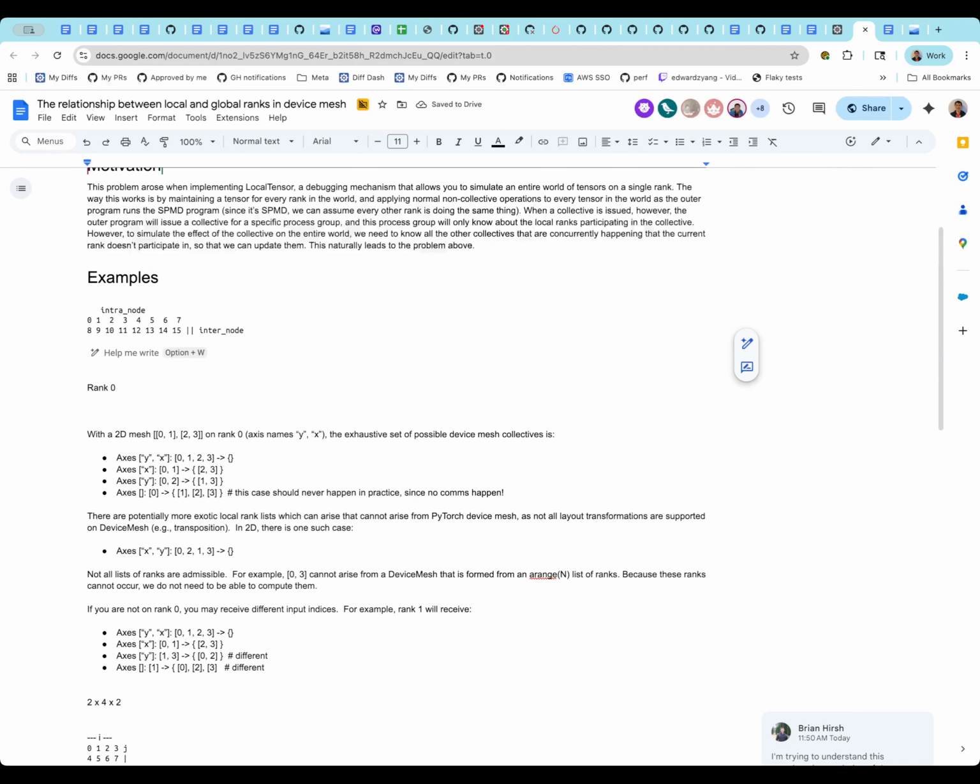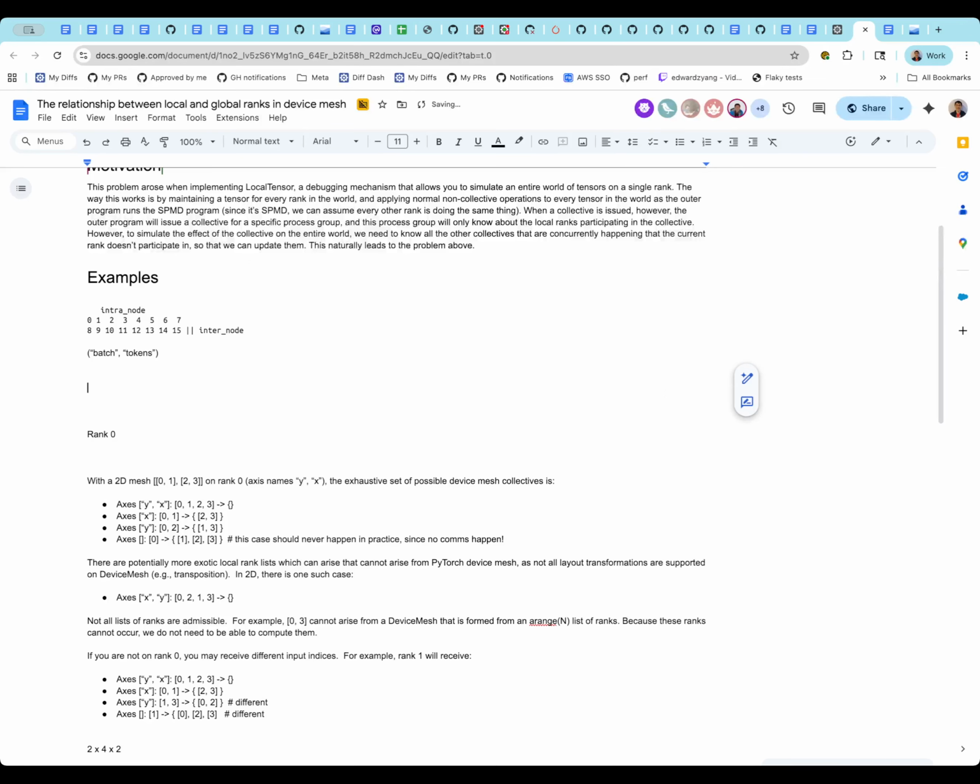So let's say I have a tensor, which is batch. And then let's do something simple. And then there's a bunch of tokens. And so the way that PyTorch does placements is different from the way JAX does placements. And the way we do it is we say, for every dimension in the device mesh, tell me which dimension on the tensor I shard on.